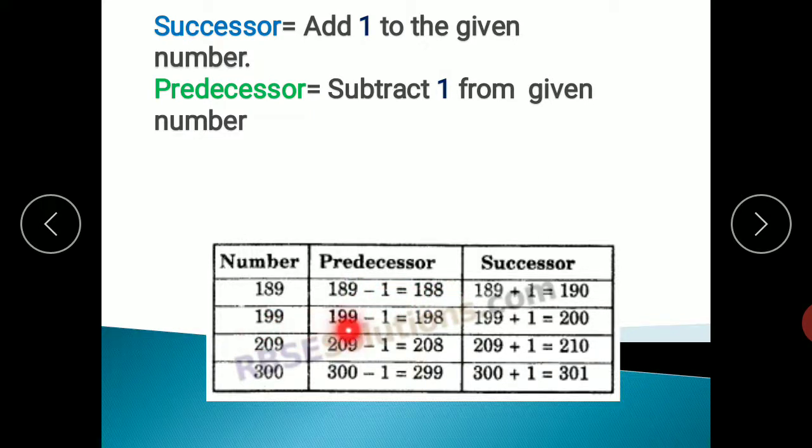Next, the predecessor of 199 is 198. 209 minus 1 is 208. Then 300 minus 1 becomes 299. Let us see the same examples for successor. 189 plus 1 becomes 190. 199 plus 1 is 200, and 209 plus 1 becomes 210. Then 300 plus 1 becomes 301.